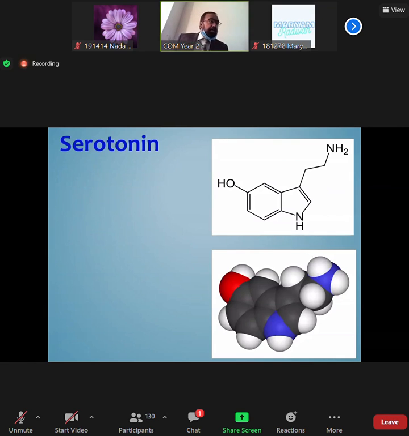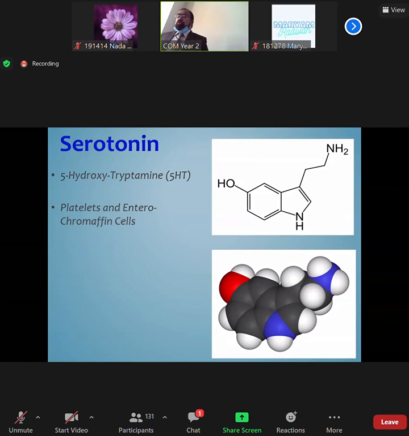Serotonin is another one. It is also called 5-hydroxytryptamine. It is present in platelets and is secreted from platelets and also from enterochromaffin cells, as I have already mentioned. The whole GI tract is lined by these enterochromaffin cells. Where is serotonin distributed? Yes, I have just mentioned it.